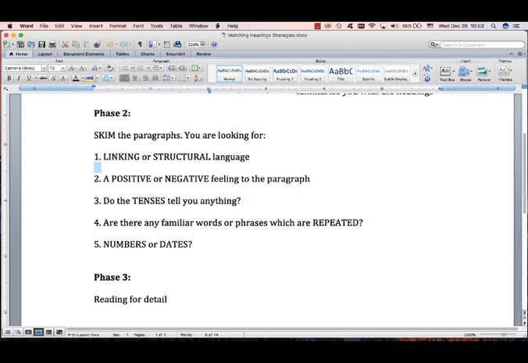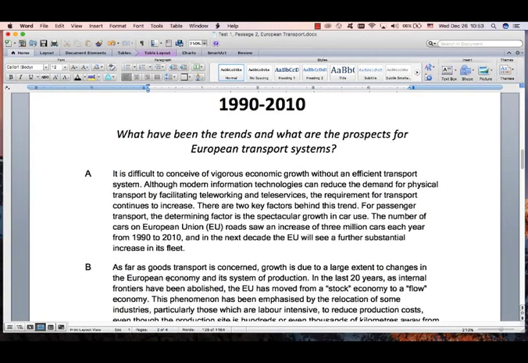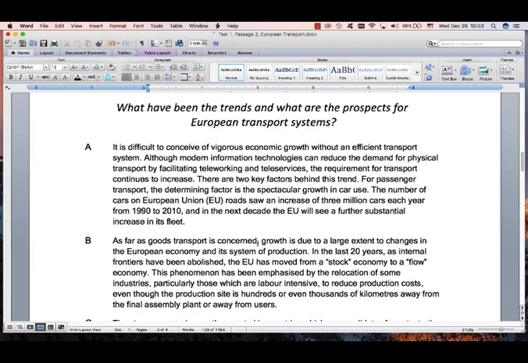Positive or negative feeling. Maybe tenses tell us things that you can recognize which are repeated. For example, in the environmental paragraph, they repeated CO2 emissions a lot. Numbers or dates sometimes can help us. I'm usually quite suspicious of the first paragraph. It's very often a more difficult paragraph. But we're looking for linking language, we're looking for things that are repeated, and we're looking for positive or negative.